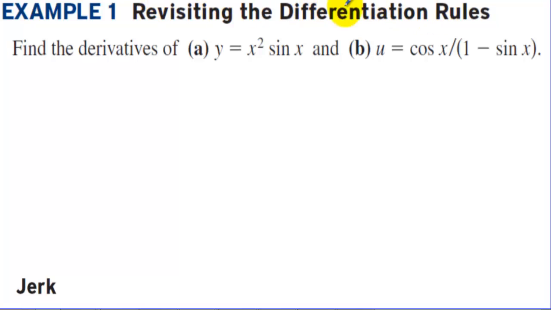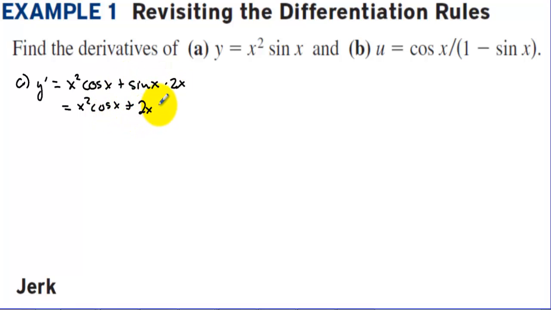Revisiting the differentiation rules. Find the derivatives of y equals x squared sine of x. So let's do letter A. Y prime, the derivative, is first times the derivative of the second function plus the second function times the derivative of the first function. There's not a whole lot you can do with this one other than maybe reorder it. So we have 2x sine of x.